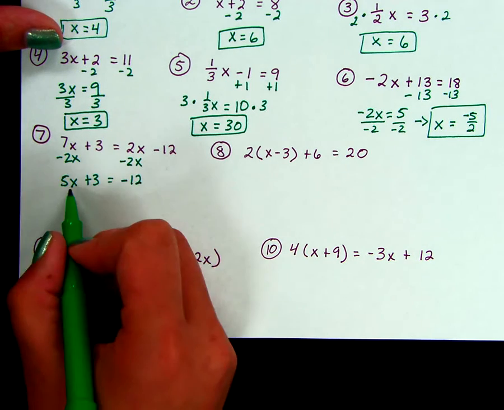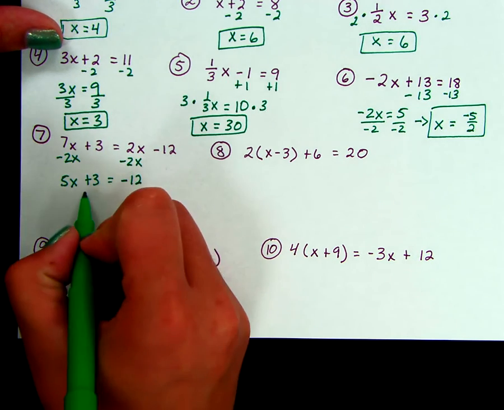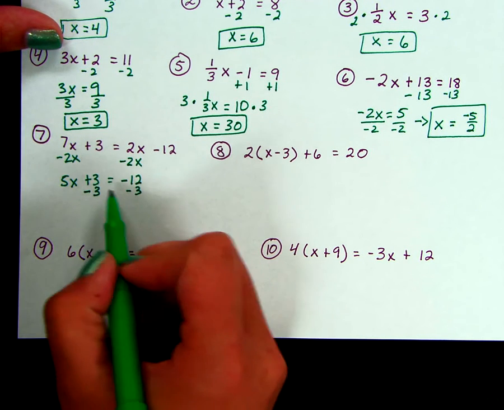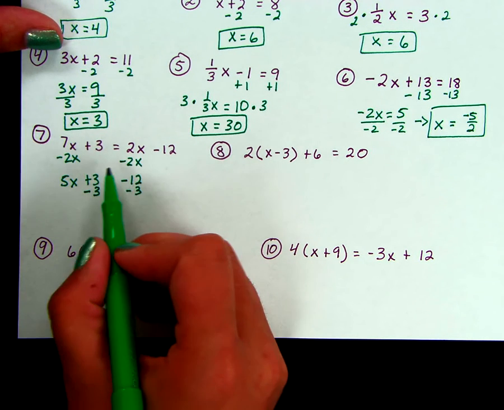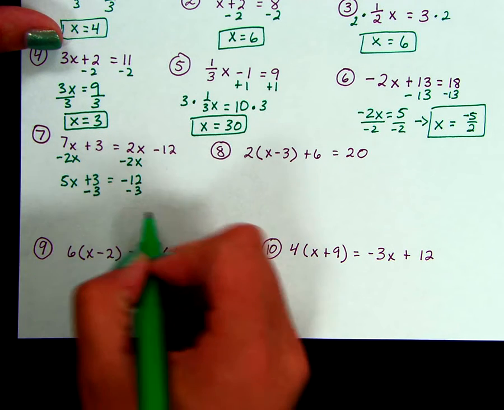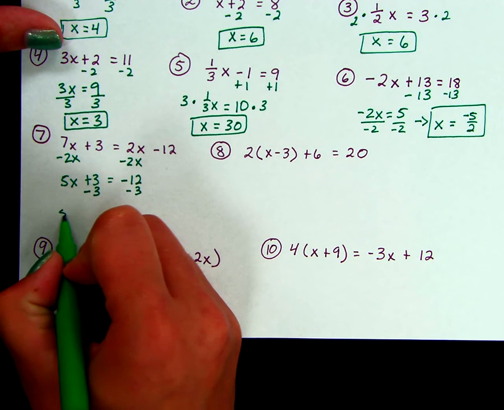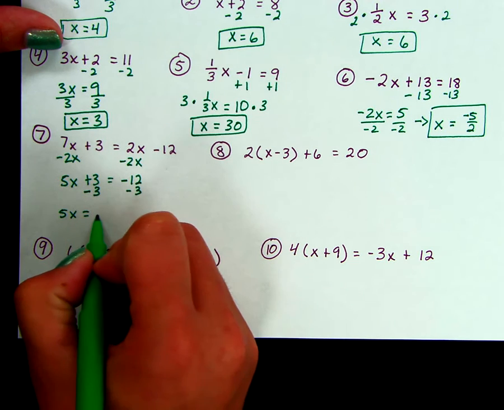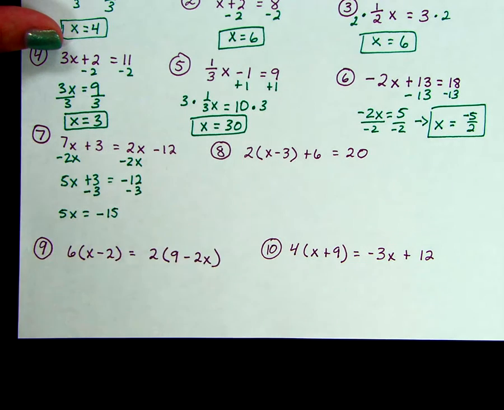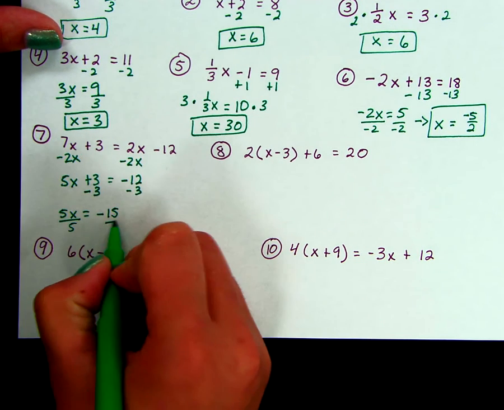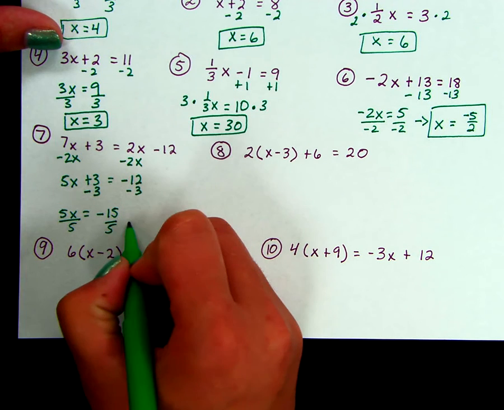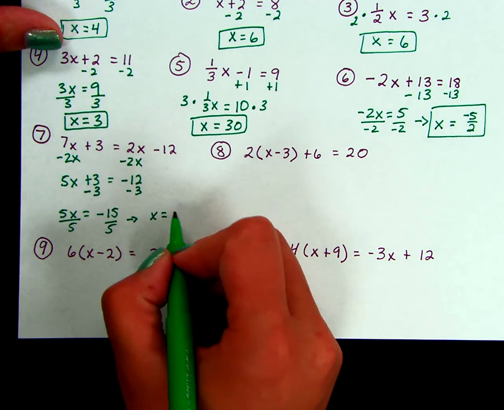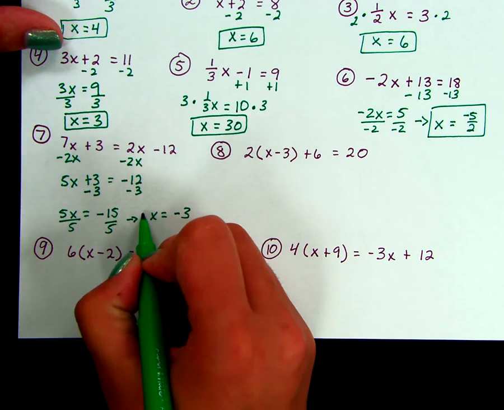So now since x is on the left, that means I'm putting my numbers on the right. So the next step is to move the 3 over by subtracting it. So again, anytime you're going across an equal sign, you have to do the opposite operation. So now we have 5x equals, and then negative 12 minus 3 is going to be negative 15. Then we can divide. So now we have x equals, and then negative 15 divided by 5 is negative 3.